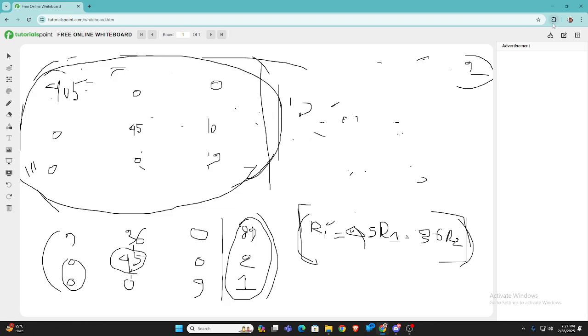So yeah, that's it for our session. So next session probably will be inverse of a matrix and else. I will try to cover more things too.